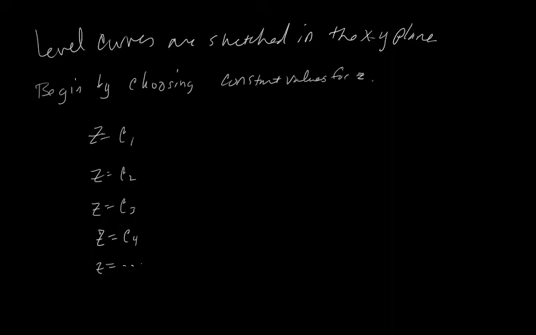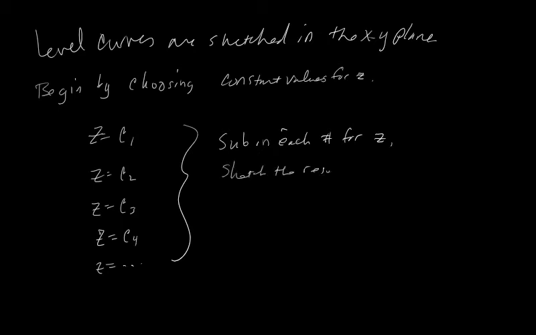Then we substitute each number in for z. Okay, then we sketch the resulting curve. Then we label each curve with its constant. Label each curve with c sub i equal to whatever that constant is, right? So whatever constant that's equal to. And that's how we're going to sketch these. So let's go ahead and do an example.